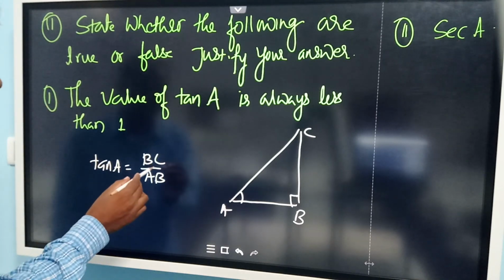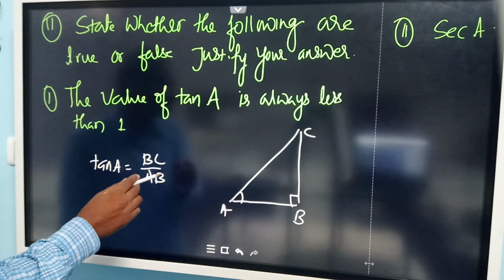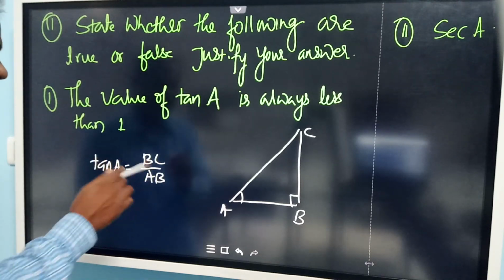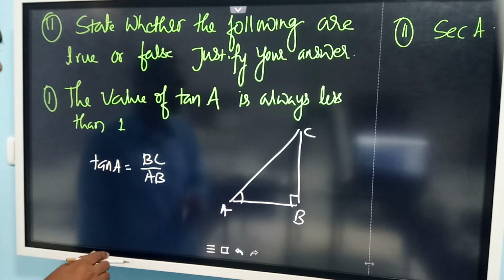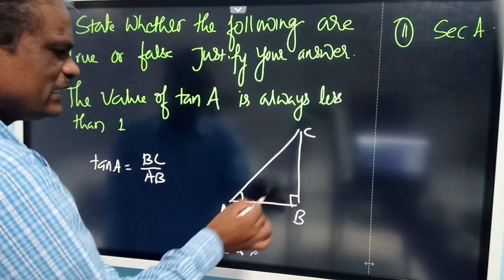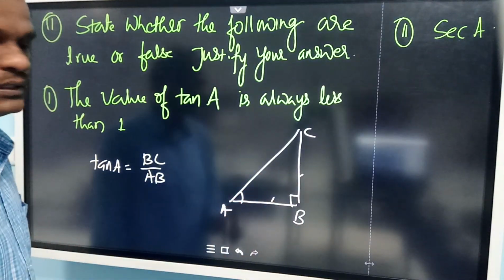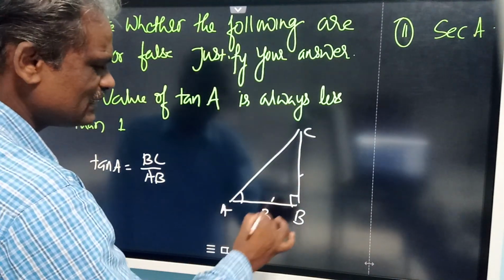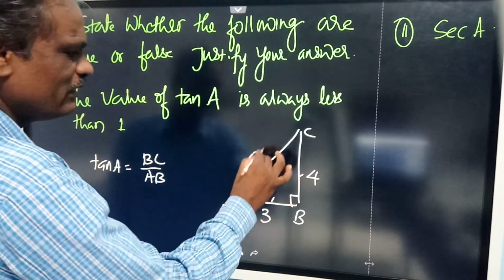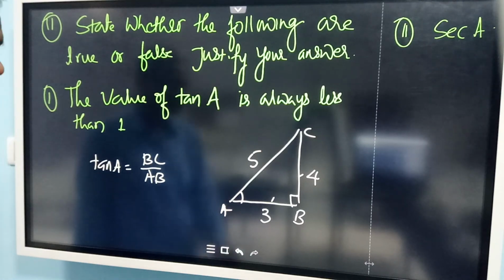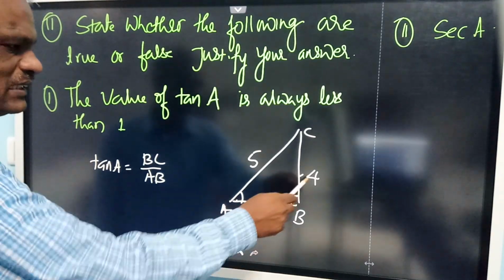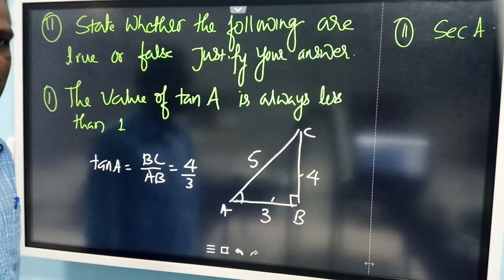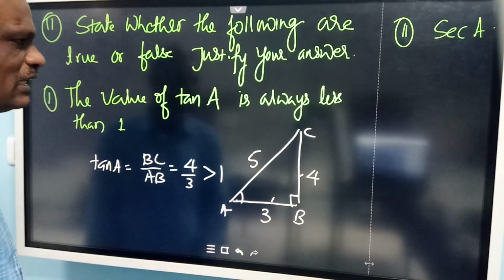So now, tan A value is always less than 1. Less than 1 means the numerator must always be less than the denominator, then only it is possible. Sometimes these two can become equal also. Sometimes BC may be greater. Look at this: if I take this as 3, this as 4 and this as 5, this is a Pythagorean triplet. If this length is 3 units and this is 4, what happens? 4 by 3. So it is greater than 1.